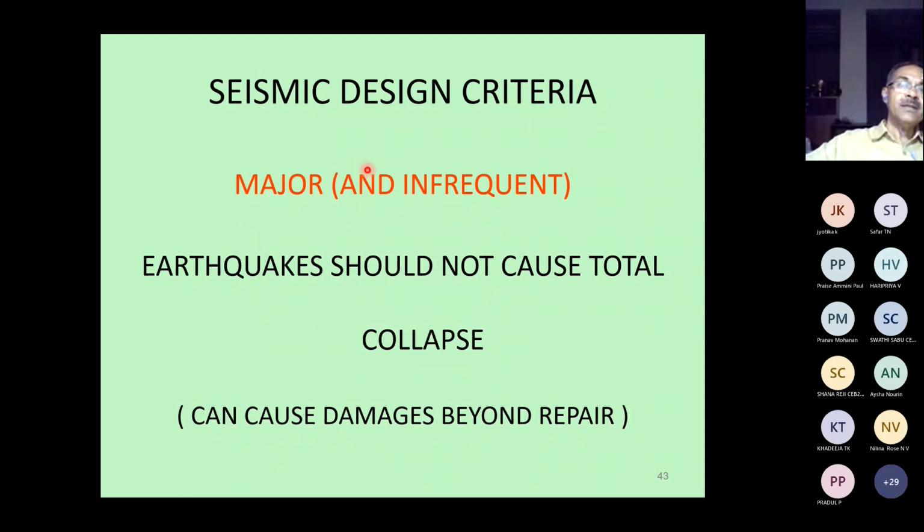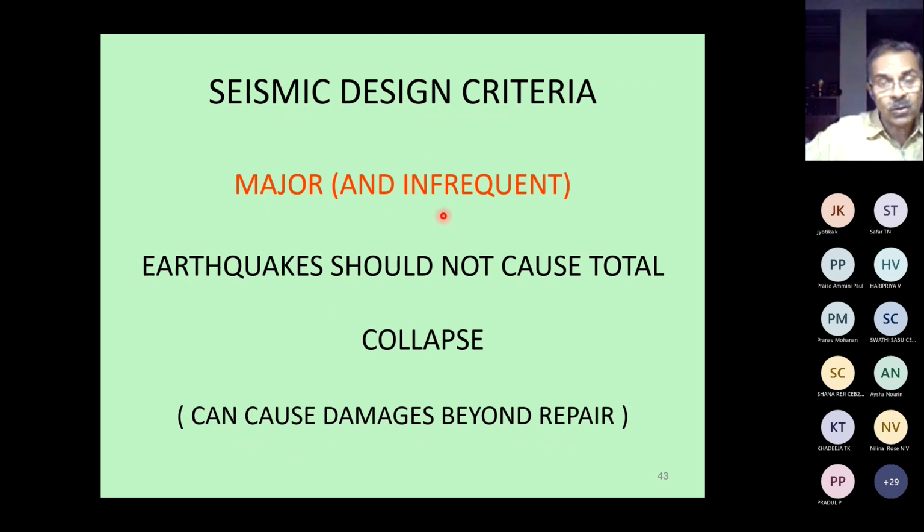And this major earthquake is expected to cause severe structural damage, but it is not expected to cause a total collapse. The damage that happens may be beyond repair, and we may have to break the structure and discard it after such an earthquake, but it should not fall on the heads of the people occupying the structure, or the people inside the building should be able to walk out of the building after such a major earthquake.